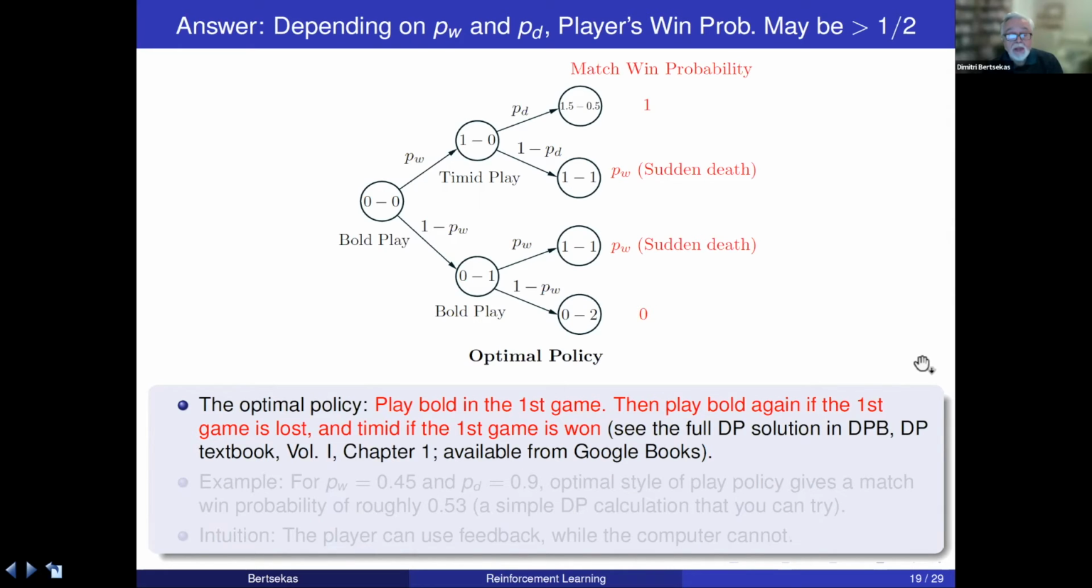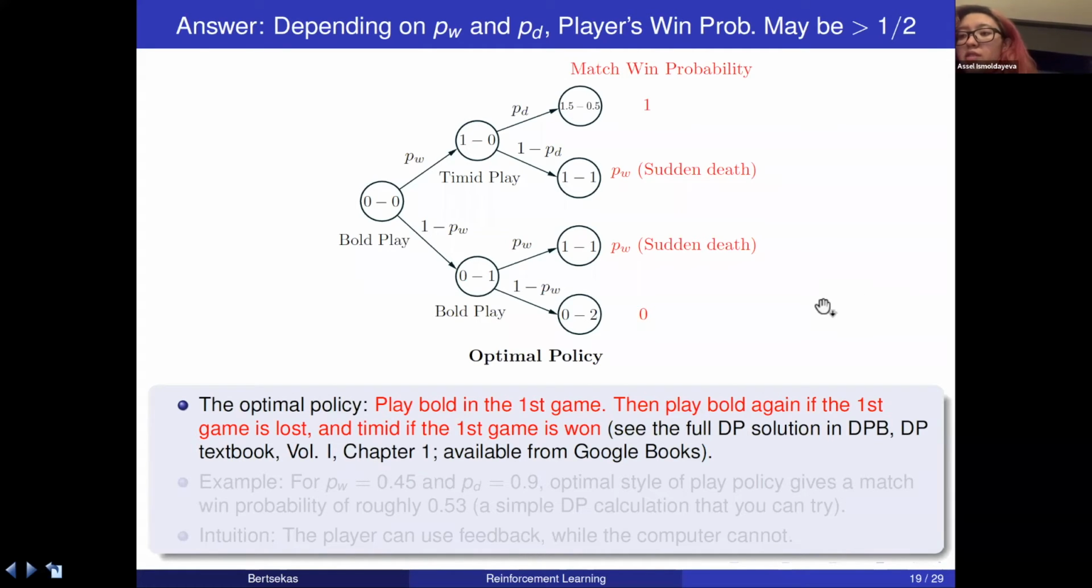Right. Yeah. It's pretty clear that you have to play bold in the first game, because if you play timid, there's no way you can win, and you may lose. And if you draw, you're in the same place where you were with 1 game less. So clearly, you have to play bold in the first game. That's correct. Of course, you have to verify it mathematically, but intuition is pretty clear on this.